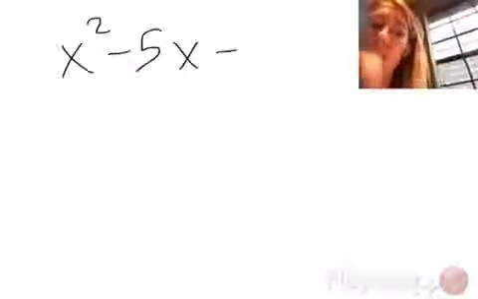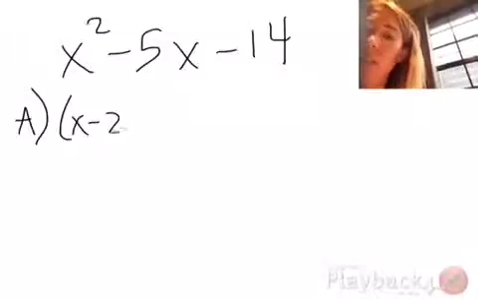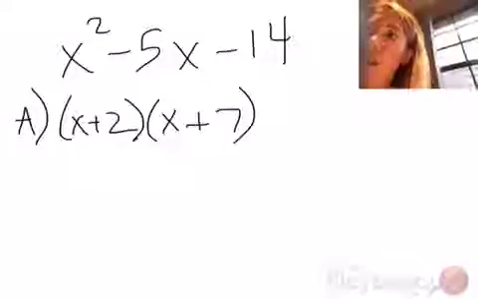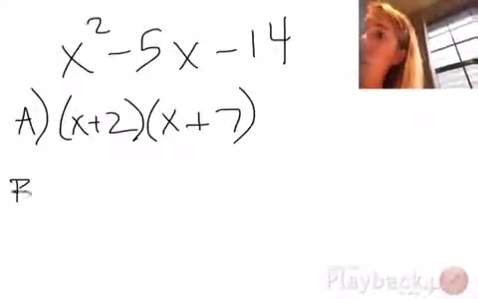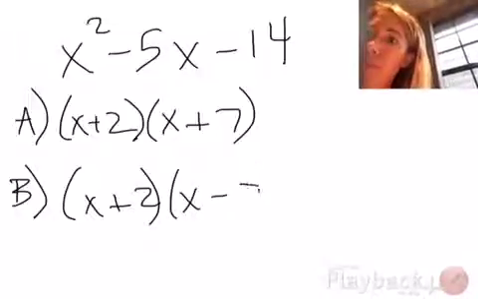So if I have a trinomial, x squared minus 5x minus 14, and here are my answer choices. Here's the first answer choice. Let's just do two answer choices right now. x plus 2, x plus 7, and x plus 2 and x minus 7.